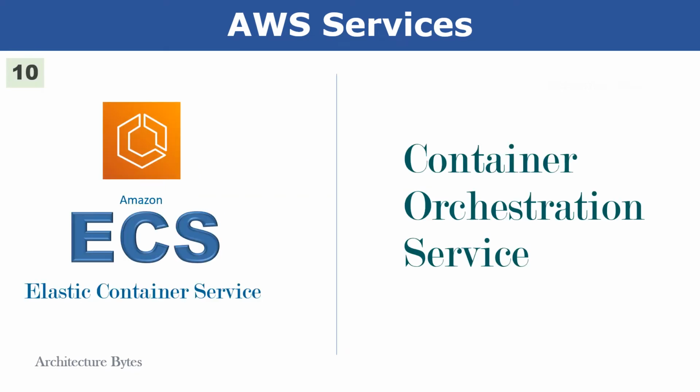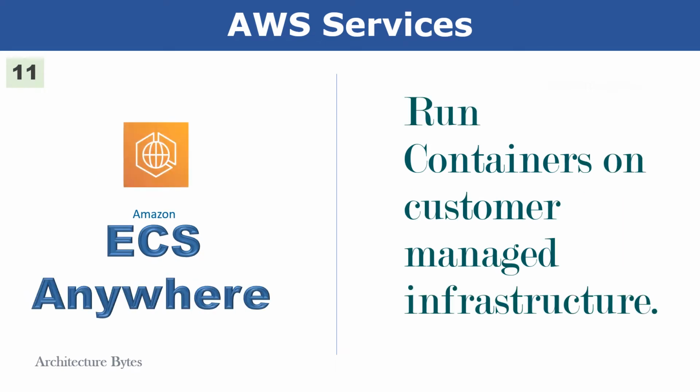ECS or Elastic Container Service is a container orchestration service. It allows you to run Docker containers on AWS on EC2 instances. ECS Anywhere can run containers on customer managed infrastructure. For example, you could run container workloads on your on-premise servers.